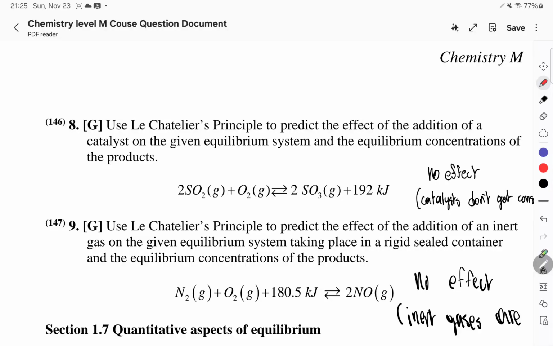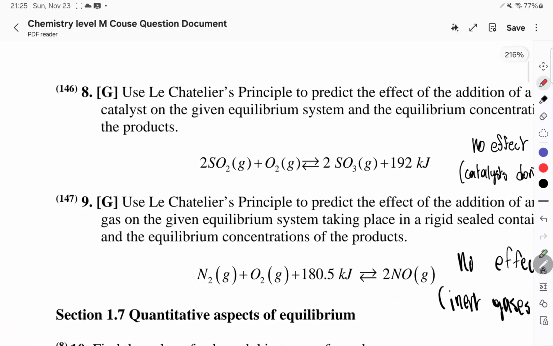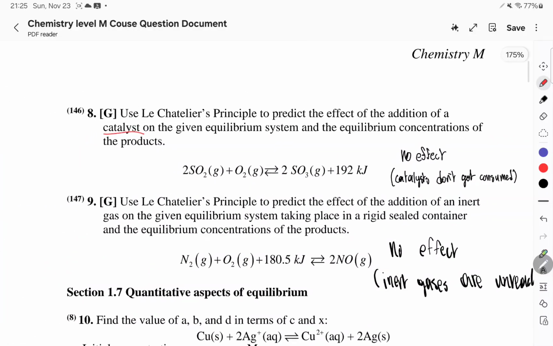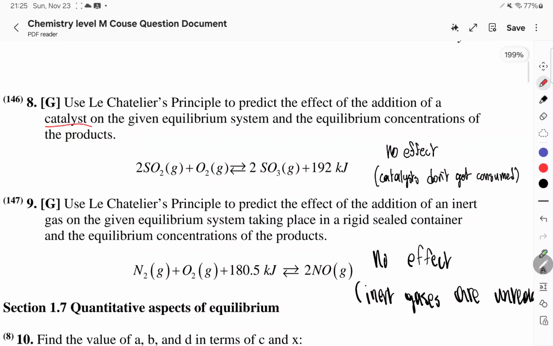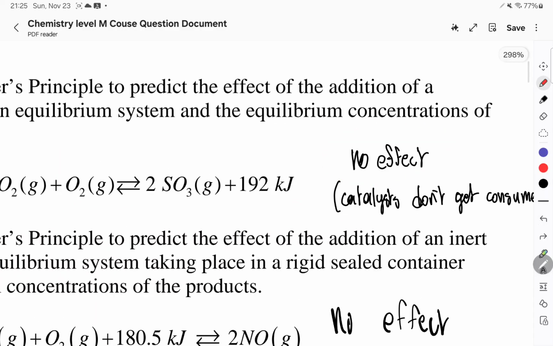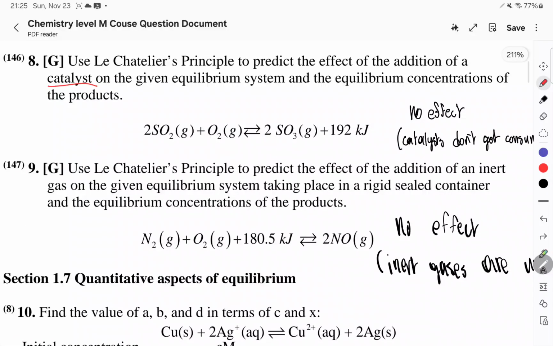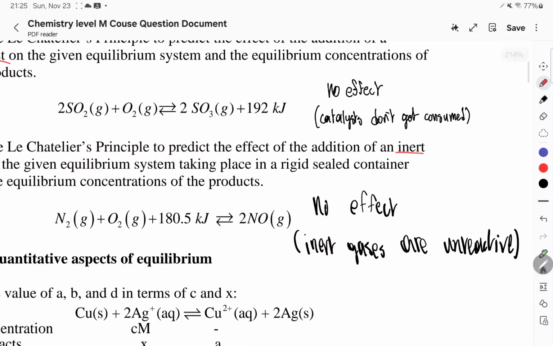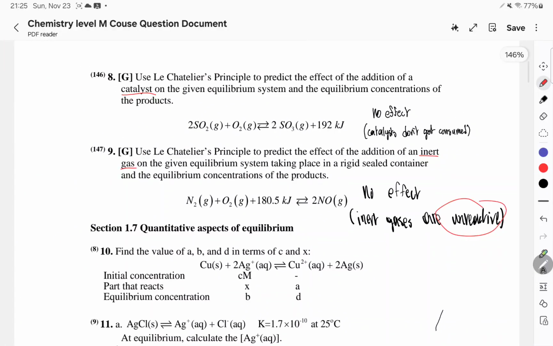Now, number 8, we should know that in the addition of a catalyst, the catalysts don't get consumed in the reaction. As said here, they add a catalyst, and in any case, it does not affect the concentration, since catalysts do not get consumed in the reaction. They just want to know what happens to the concentration. Just say no effect in the exam. Next question here, inert gases. They said this time they added inert gases, and no matter what, increase in pressure or decrease in pressure, there will be no effect since inert gases are unreactive, as said here.